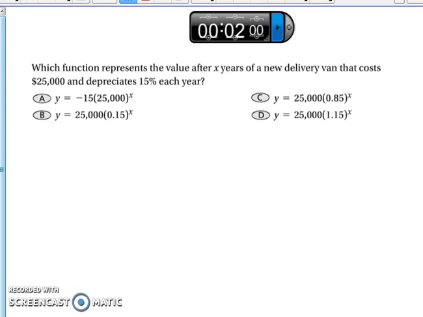All right, so let's look at one more. So which function represents the value after x years of a new delivery van that costs $25,000 and depreciates 15% each year? So we know that the initial amount has to be $25,000. So we should get rid of A because it's written in the incorrect way. Remember, we have y equals a, and then I'm going to put plus or minus r here, because if it's a plus r, it's a growth. If it's a minus r, it's a decay.